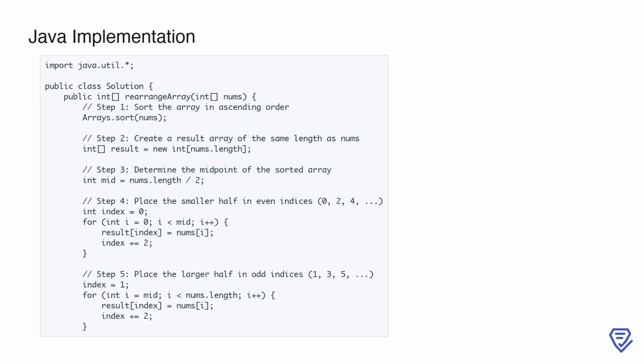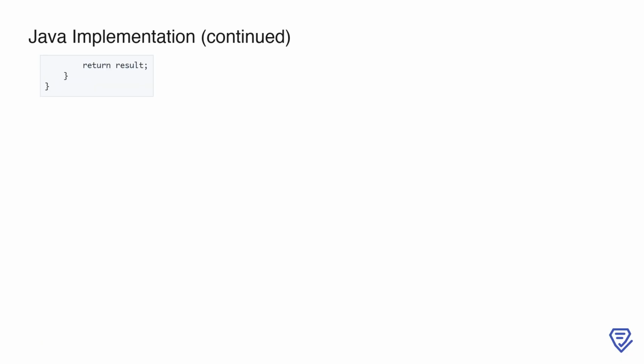We then use a loop to iterate through the smaller half of the array and place its elements at even indices in the result array. The index variable, starting at 0, is incremented by 2 after each insertion to ensure proper placement. After completing the placement of the smaller half, we reset the index to 1 and begin inserting the larger half of the sorted array into the odd indices of the result array. Similar to the previous loop, we increment the index by 2 after each placement to maintain the correct spacing.